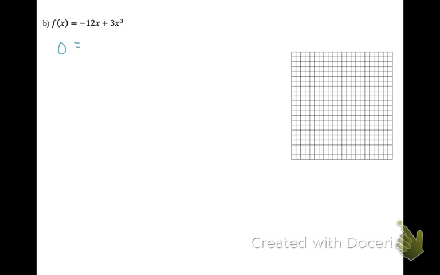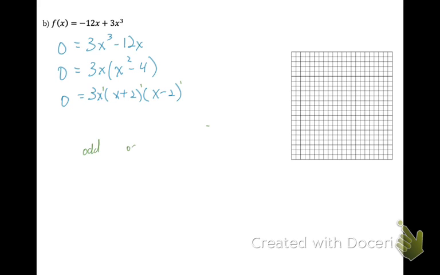Okay, let's do the same process. Let's set this equal to 0. Factor out a 3x in this case. And then let's just keep factoring. So we've got a difference of squares, x plus 2 times x minus 2. Now notice the power of each of these factors. It's a power of 1, which is odd multiplicity. So the curve is going to cross through the x-axis at each of these zeros. So x will equal 0, -2, and +2.